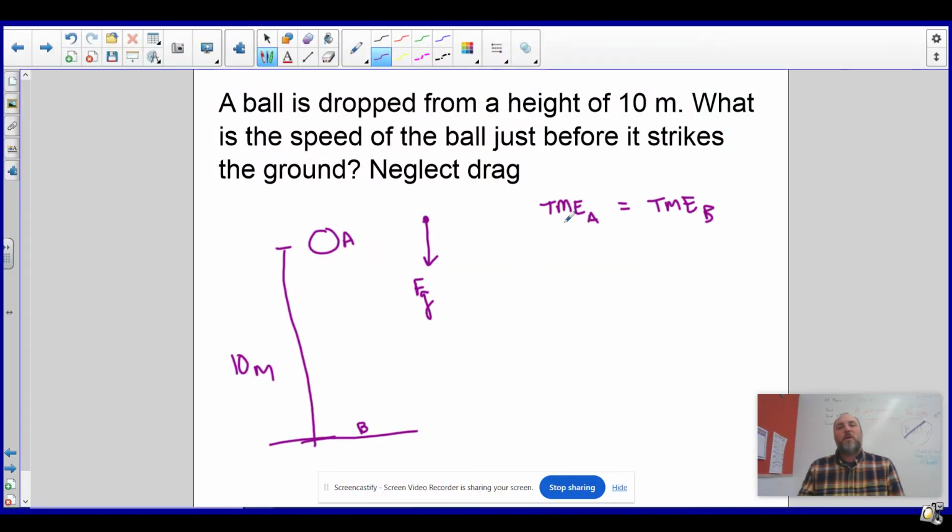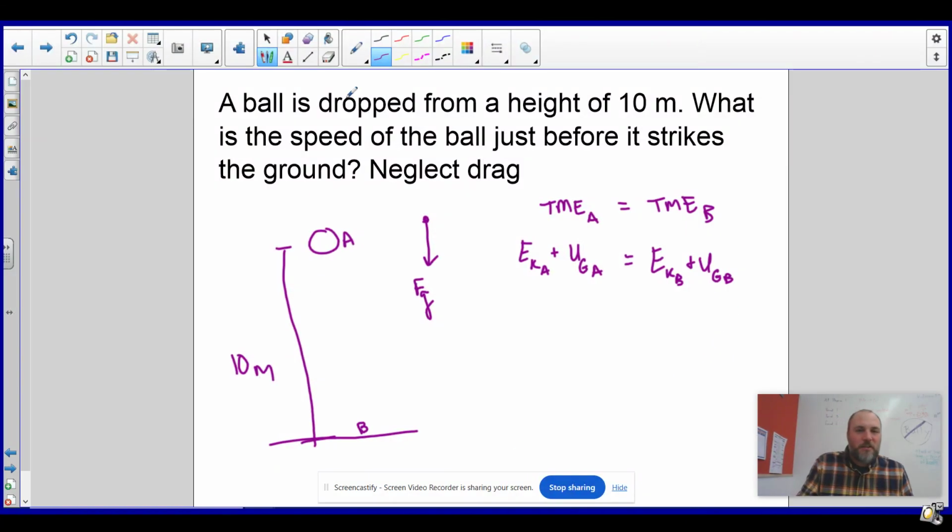at B. And we know mechanical energy is just the sum of the kinetic energy at position A plus the gravitational potential energy at position A plus the spring energy, but there's no spring or elastic material here, so I'm just going to deal with those two, kinetic and gravitational potential energy, and that should equal the sum of the kinetic and potential energy at position B.